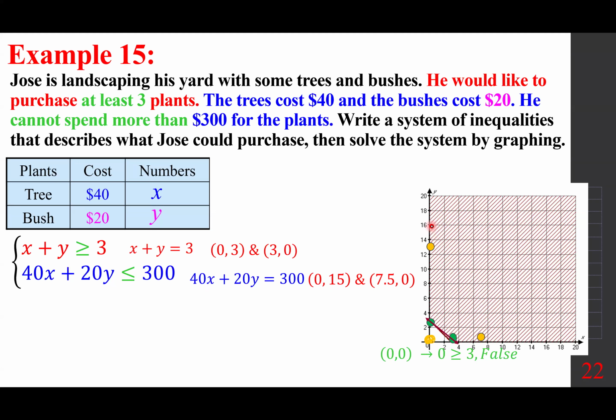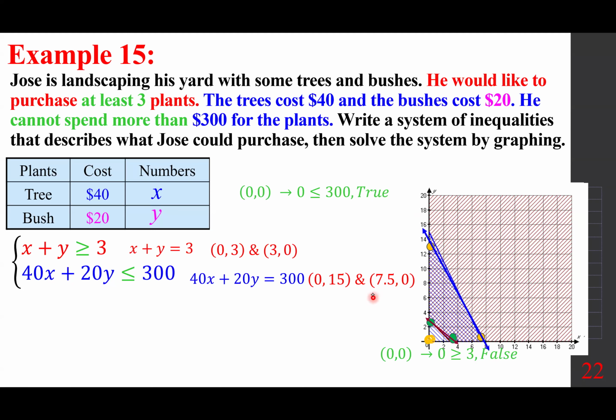And you draw the line. Again, 0, 0 is a good point for the test point. You put it into the original inequality, you get 0 less than or equal to 300. The answer is yes. That's a true statement. So 0, 0 works for this one. For the blue one, you shade this region. So they come together between the two lines.